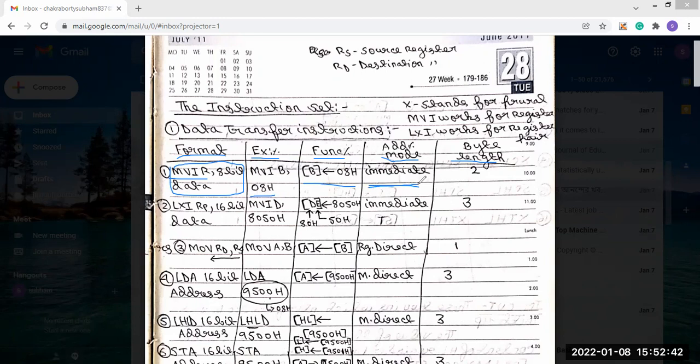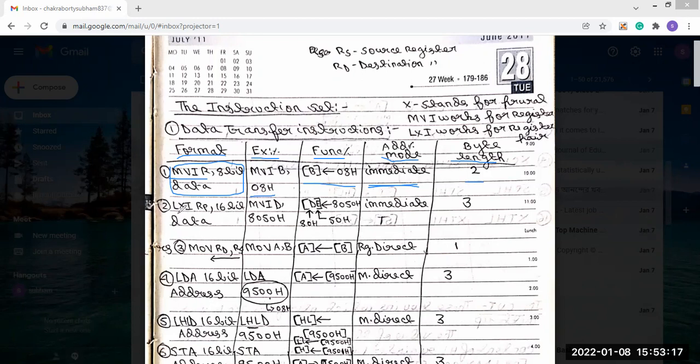And the byte length is what? The byte length will be 2, because it is a 2-byte instruction. Which will be the 2-byte instructions? The 2-byte instructions are those where an 8-bit data is present. For quickly remembering, any instruction which contains an 8-bit data should be a 2-byte instruction. So here 8-bit data is present, and that's why the byte length is mentioned as 2.